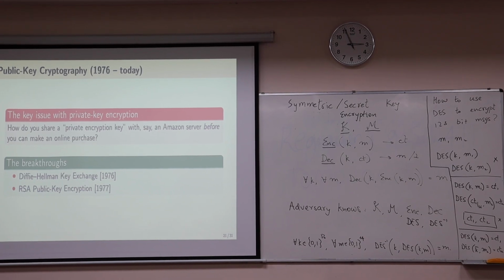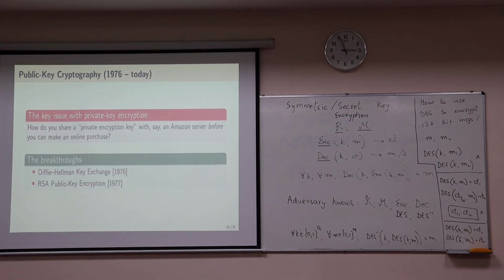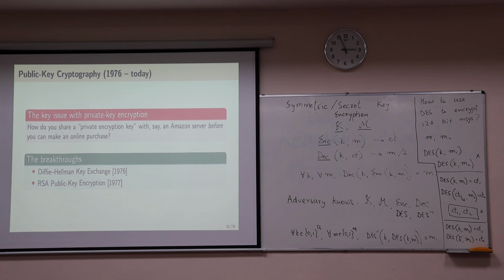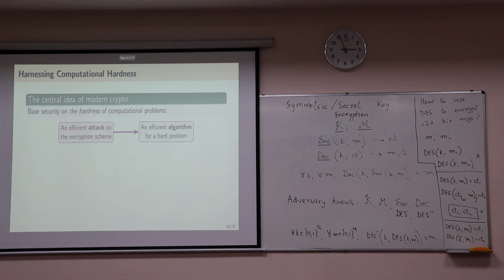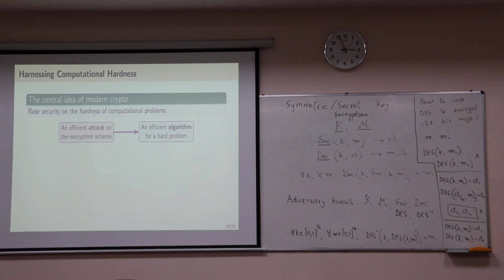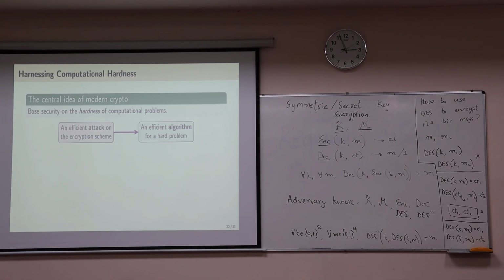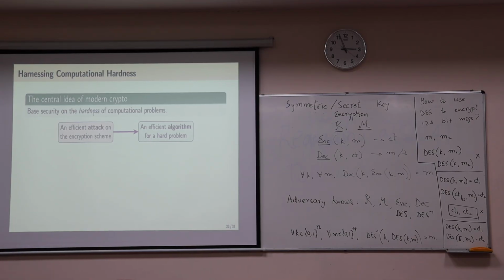But the point that I want to make is that these breakthroughs happened because there was a lot of progress in theoretical CS in the previous 2 decades. So the central idea of modern crypto is to base security on the hardness of computational problems. Okay? So what you want to do is build an encryption scheme or any crypto scheme such that if someone comes up with an attack on this scheme, then you're guaranteed to find an efficient algorithm for a hard problem.